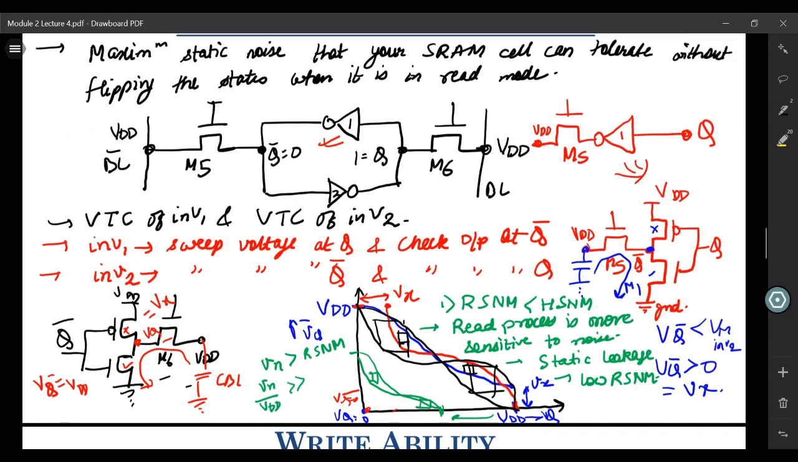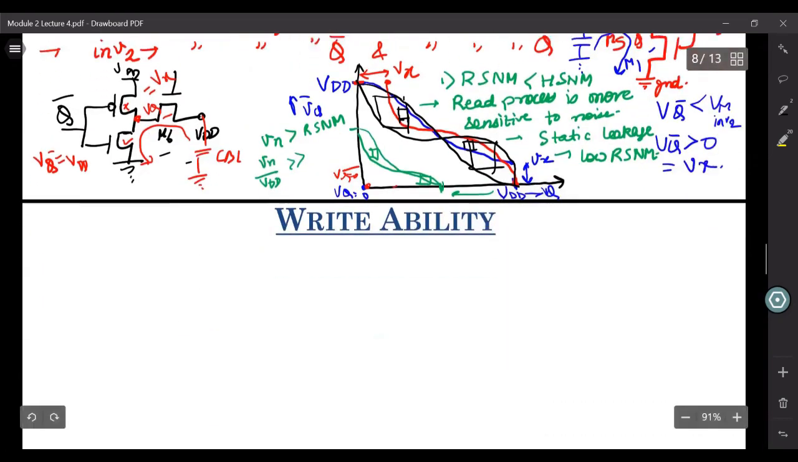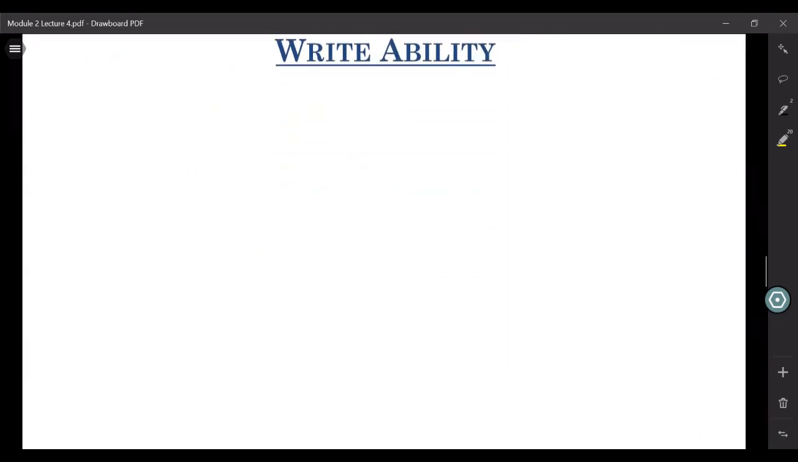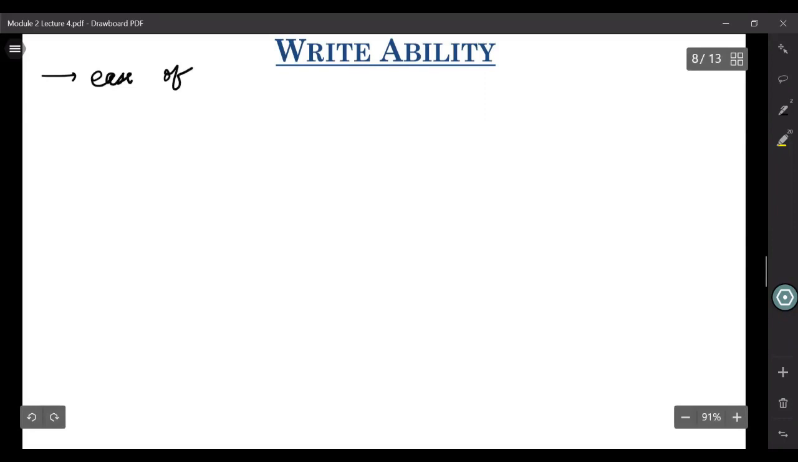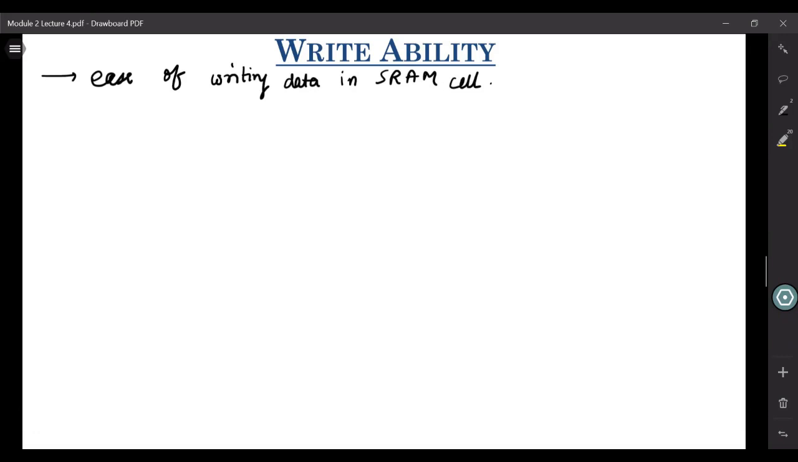Okay, so with this discussion on read static noise margin, let us look at the writability of SRAM. What exactly is writability and how do we measure it? It tells you the ease of writing data in your SRAM cell. Now, what do you mean by ease of writing data? It can relate to whether your bit can flip at a very low value of VBL applied. That also means you can write your data in your SRAM cell very easily.